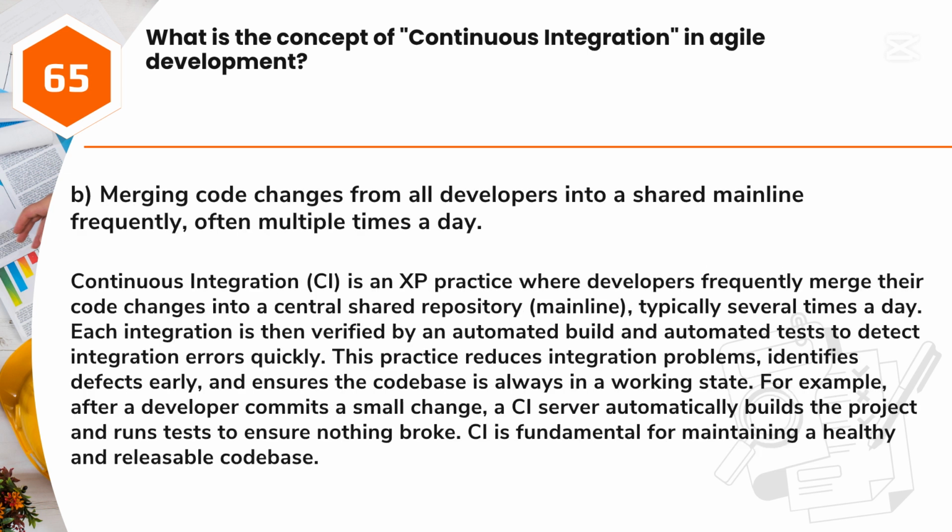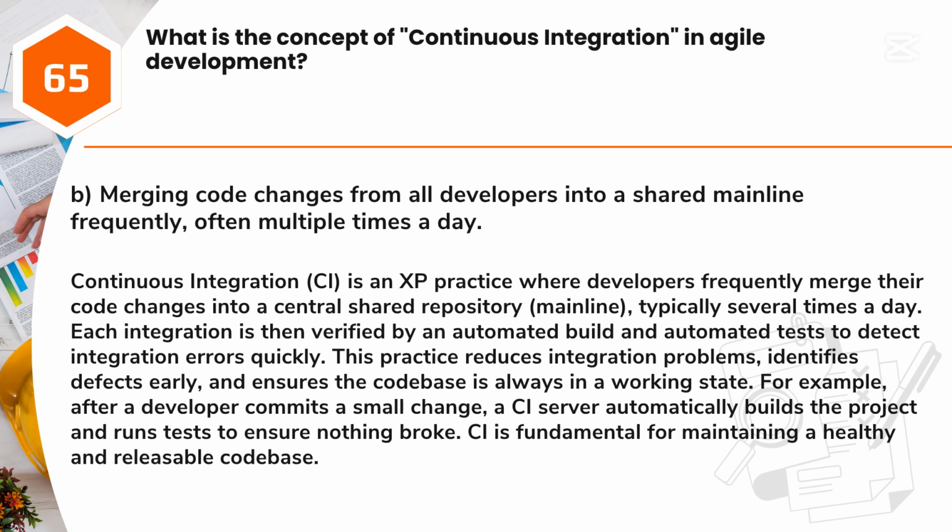Answer: B. Merging code changes from all developers into a shared mainline frequently, often multiple times a day. Continuous integration, CI, is an XP practice where developers frequently merge their code changes into a central shared repository, mainline, typically several times a day. Each integration is then verified by an automated build and automated tests to detect integration errors quickly. This practice reduces integration problems, identifies defects early, and ensures the codebase is always in a working state.